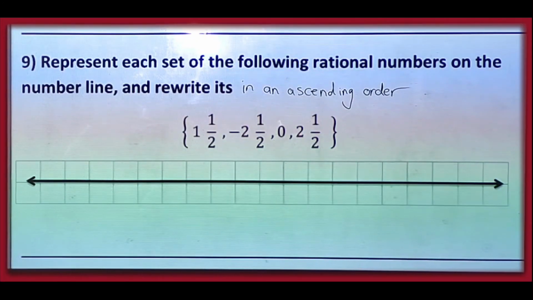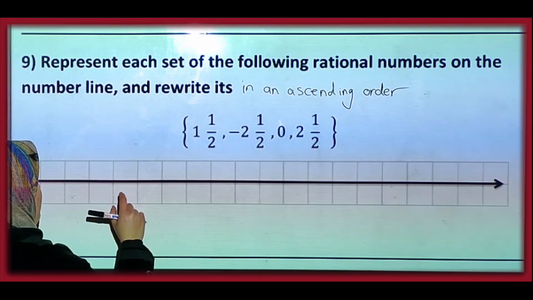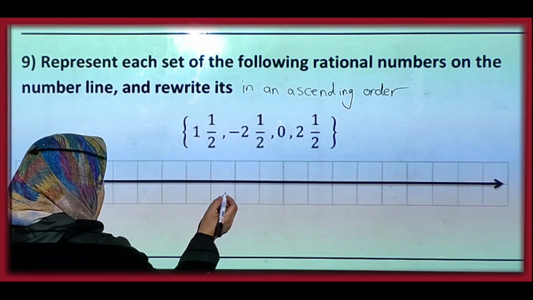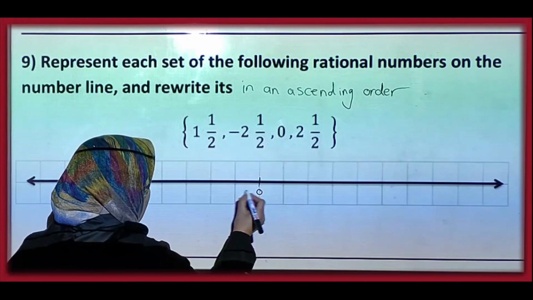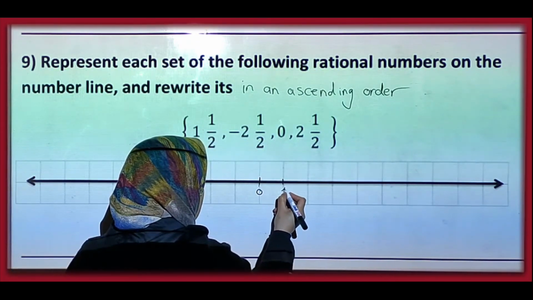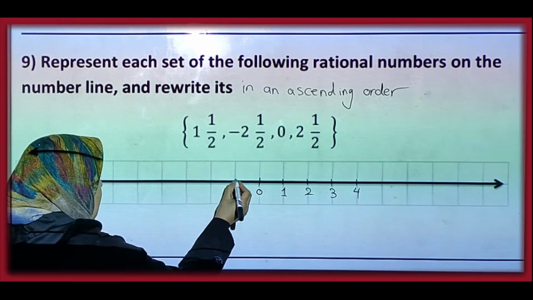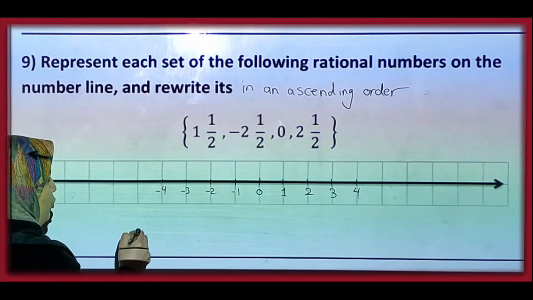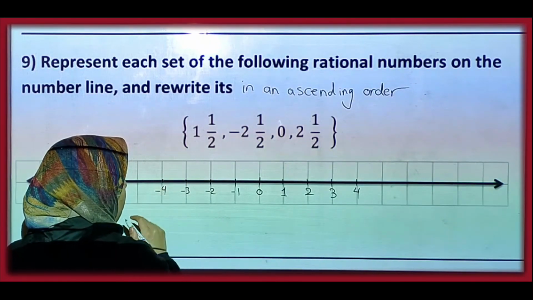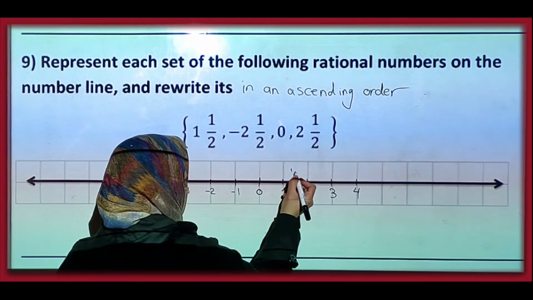Number 9, represent each set of the following rational numbers on the number line and rewrite it in an ascending order. To represent this set on the number line, at first draw the number line with equal distance between the numbers. Write 0. At the right side, write the positive integers 3, 4. At the left, -1, -2, -3, -4. To represent these numbers, 1.5. 1.5 is between 1 and 2, in the middle.